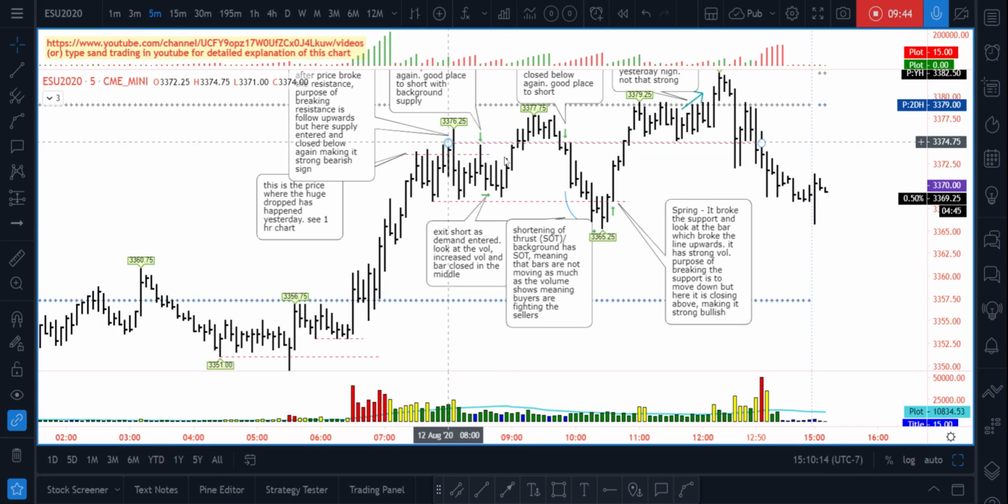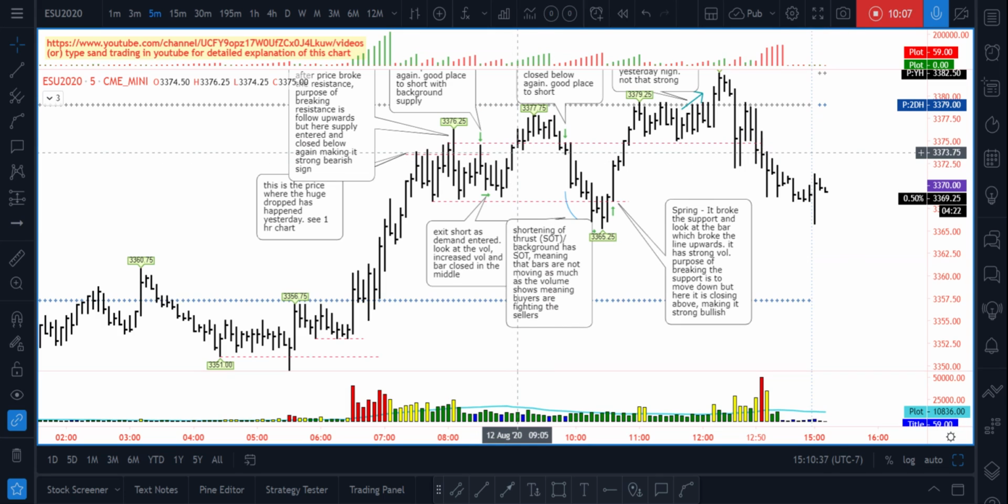Why? That's why I always remove this support and resistance line, to adjust the support and resistance lines according to the movements, the price action. Previously I had this one, but when it broke again, now I know previously this was the highest close. This bar is the highest close, right? So that's why I drew this line from here to here, around here.